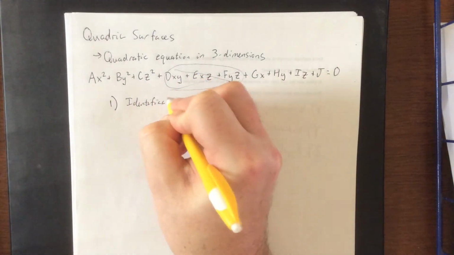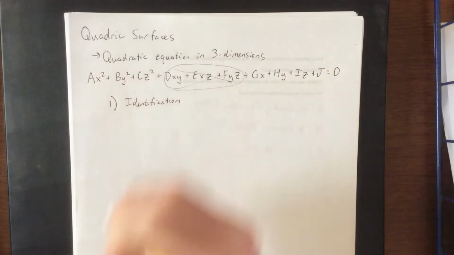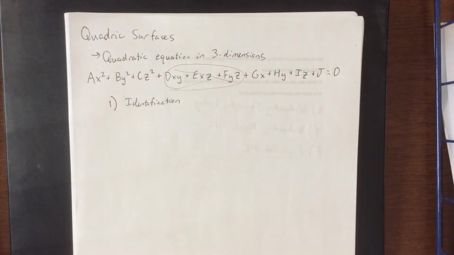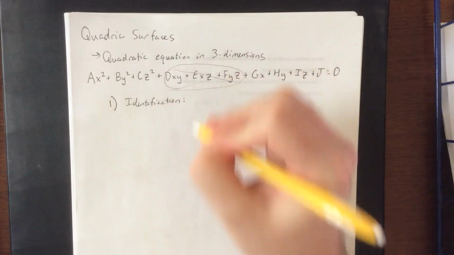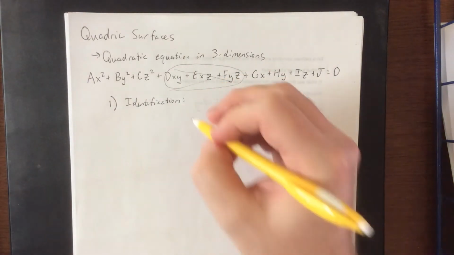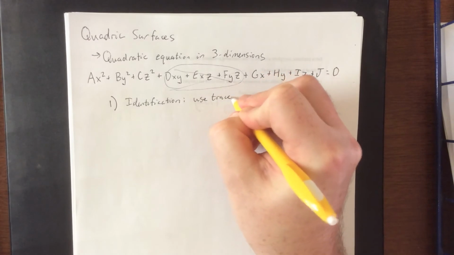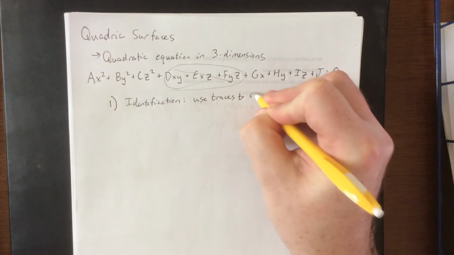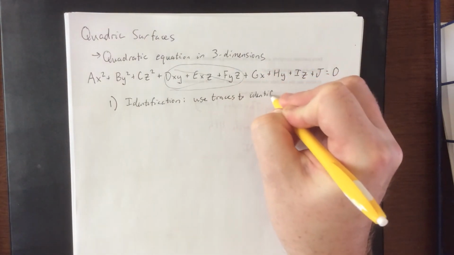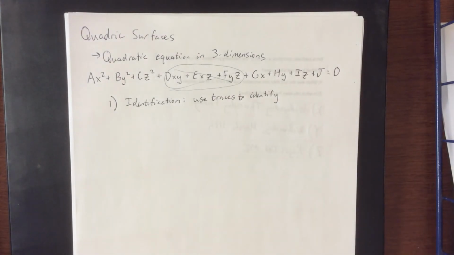Just like we saw in the previous video, we were able to identify whether something was an ellipse, a hyperbola, or a parabola based off of squares, pluses, minuses, those sorts of things. There are a total of 6 different quadric surfaces, and we are going to use traces to identify. Certain combinations of traces indicate a certain kind of quadric surface.